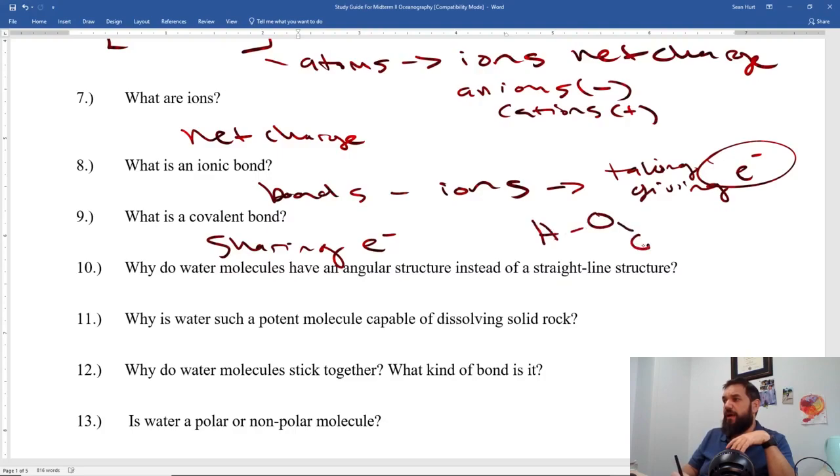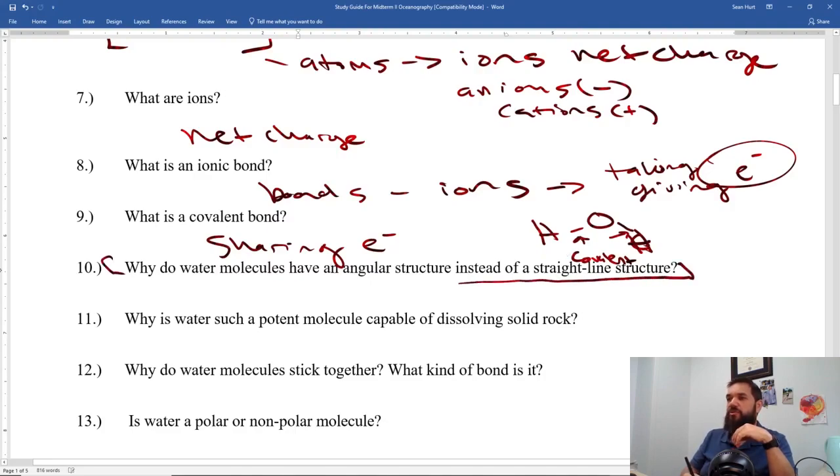Oxygen, you have the other hydrogen here, sorry, another hydrogen. Those are covalent bonds. So the bonds that are drawing together the hydrogen with the oxygen, those are covalent. Okay. Now, why do water molecules have that angular structure instead of a straight line structure?